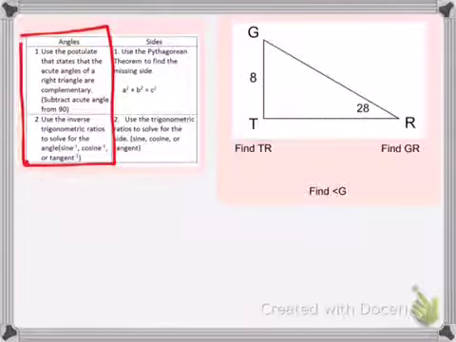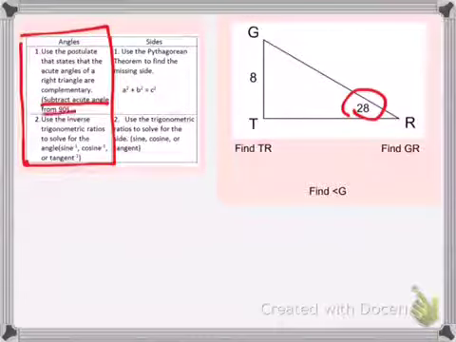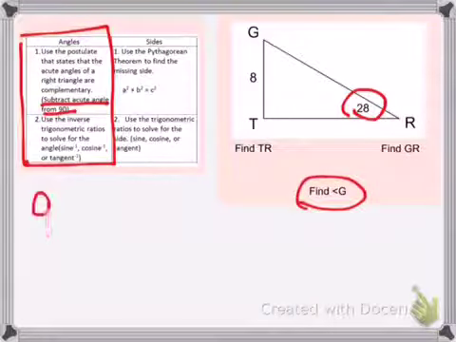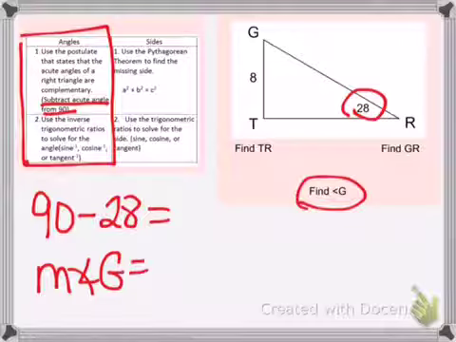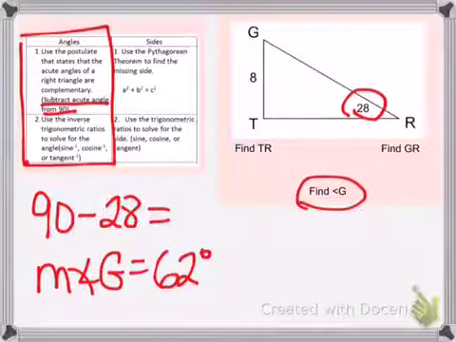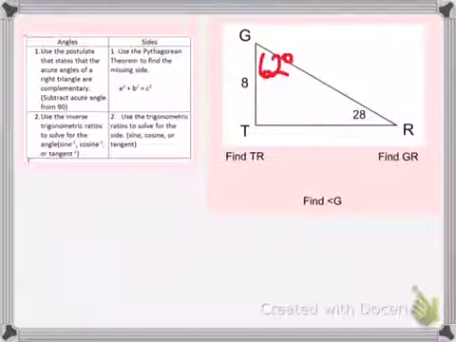I can use a postulate that states that acute angles of a right triangle are complementary because I know that angle R equals 28. So to find the missing angle, angle G, all I've got to do is subtract from 90. So I'd say 90 subtract 28, and that's going to tell me that the measure of angle G is going to equal 62. So now let's go try to find the sides.